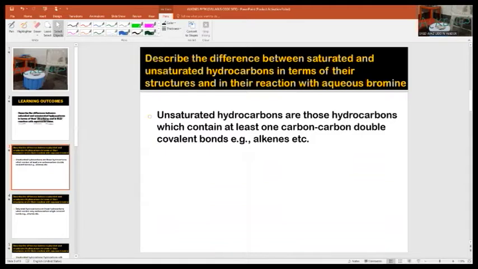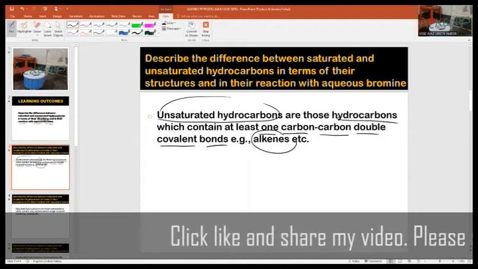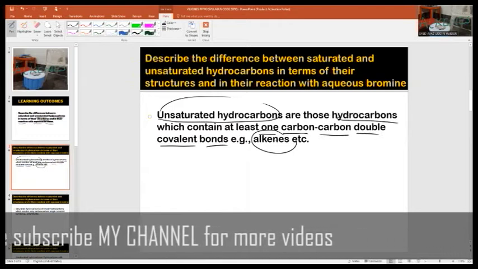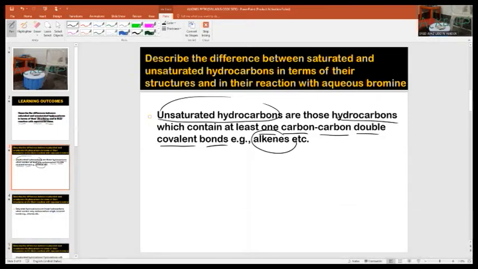Here, the learning outcome says that unsaturated hydrocarbons are those hydrocarbons which contain at least one carbon-carbon double covalent bond. Example, alkenes. This unsaturated hydrocarbon is a class of organic compounds. In fact, hydrocarbons which must contain at least one carbon-carbon double covalent bond. Carbon-carbon double bond and carbon-carbon double covalent bond have the same meaning. Alkenes are examples of such unsaturated hydrocarbons.